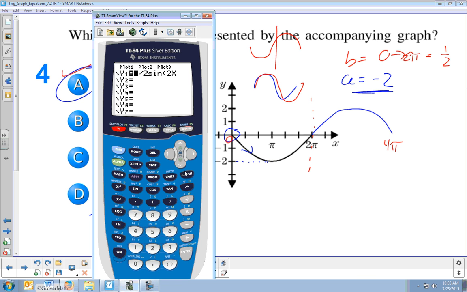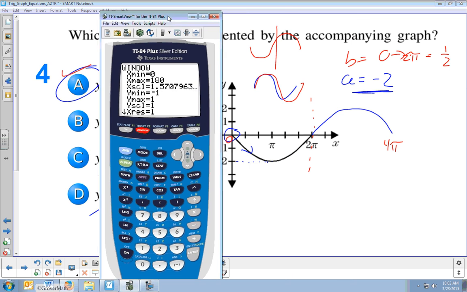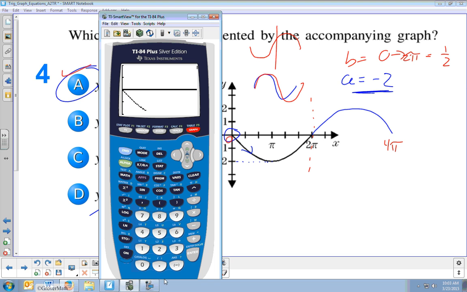Lastly, let me just type this in and check my answer here. So -2 sine 1/2 x, and my window needs to be set back from 0 to 360. 0 to 360 is 0 to 2 pi, and y minimum is -2 to 2. And I should get just a matching picture like that.